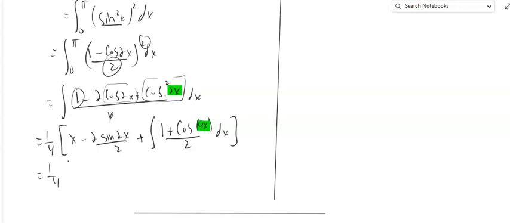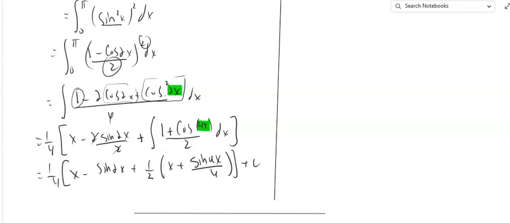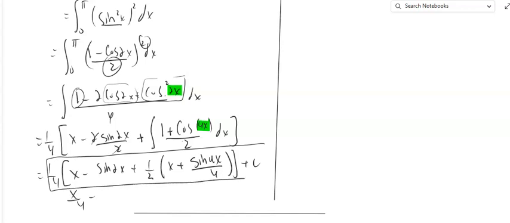That is 1/4 x minus sine of 2x plus, I'm going to take the 1/2 up front, and that's going to be an x plus the sine of 4x divided by 4 plus c. Of course, you could distribute that in if you want. You could leave it like that on a test. Anything I box is fine.